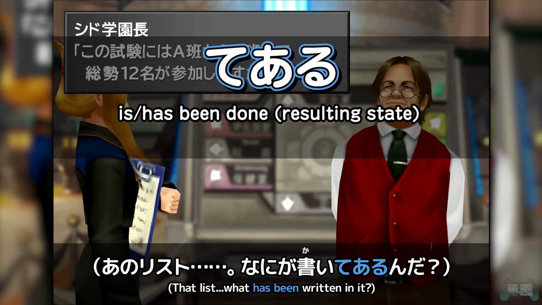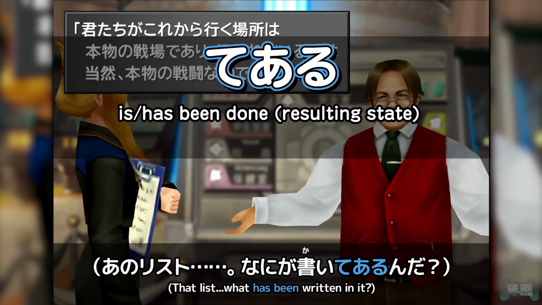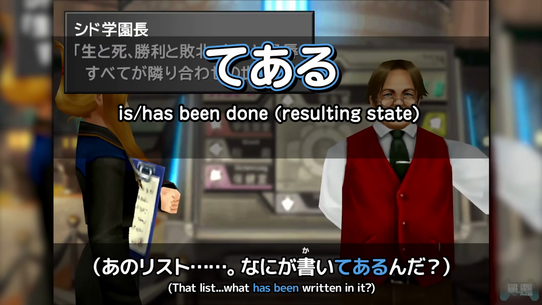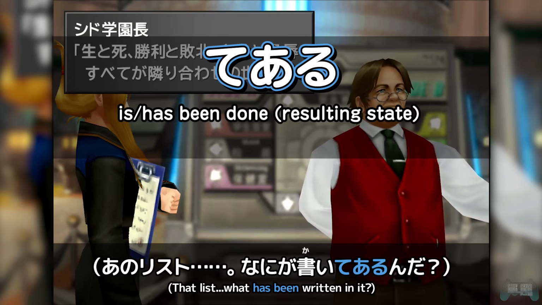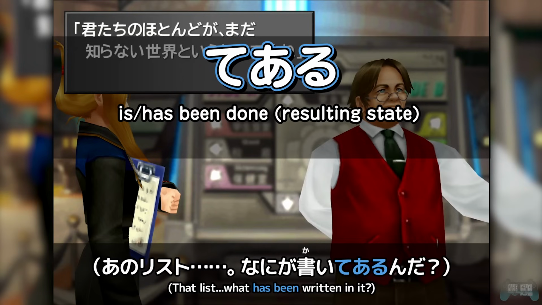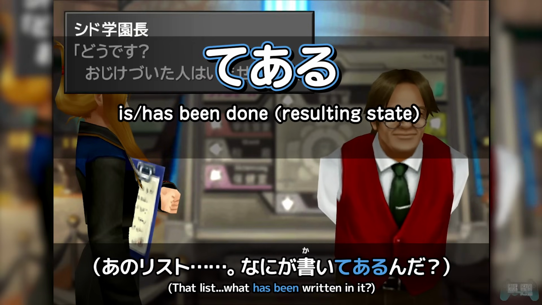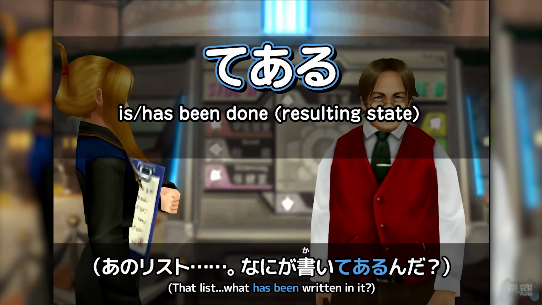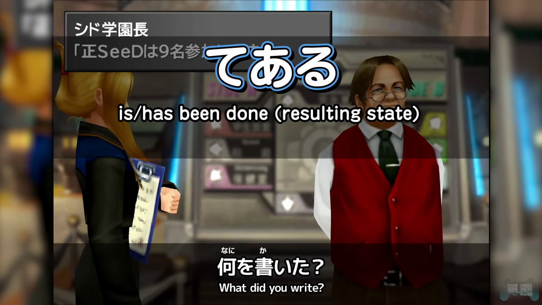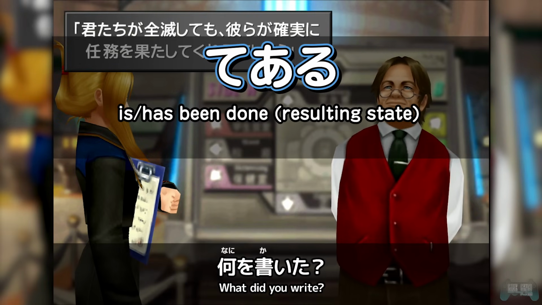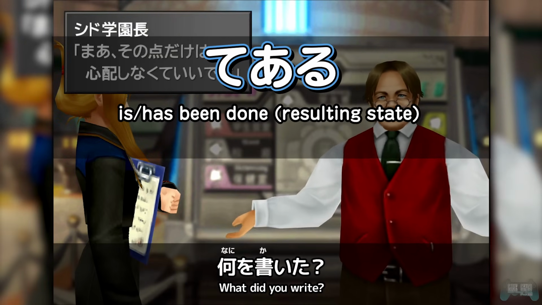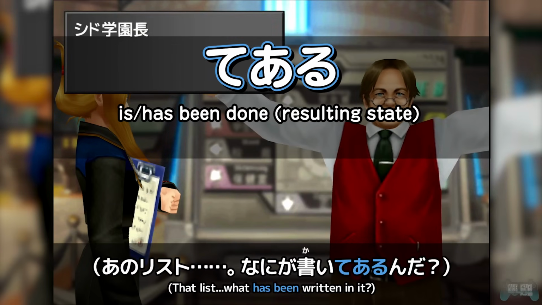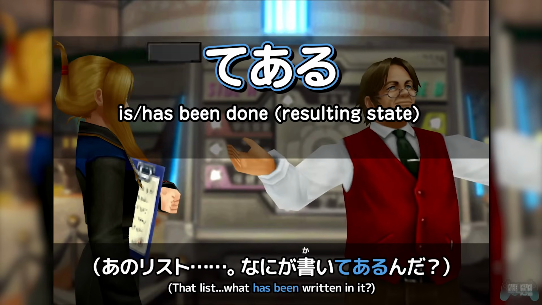So, like here in Final Fantasy VIII, Squall wonders what's been written on this list of ciphers, and he says, "Nani ga kaite arunda?" What is it that has been written? So here he's emphasizing the action of writing and also the result that's still visible on his list. What has been written? You could just say, "Nani o kaita?" What did he write? But this sentence is only focused on the action itself. Nani o kaita? What did you write? That's it. Rather than the resulting state of what has been written, like with te aru.